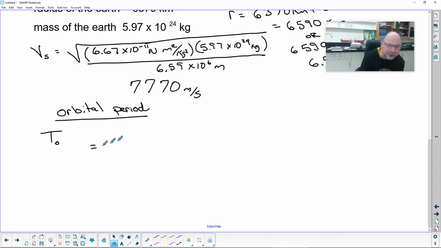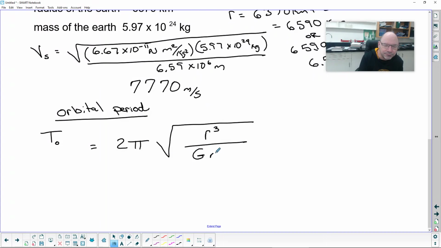So the orbital period is 2 pi, which comes from being a sphere, times the square root, and this comes from Kepler's laws if you ever want to research it, of r cubed divided by G times the mass of the Earth. We're basically going with the mass of the Earth again. So this is still our radius, this is still G, this is still the mass of the Earth. This is just 2 pi in front, and this is our orbital period.